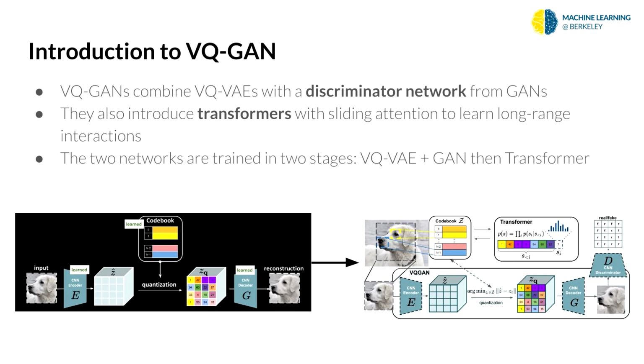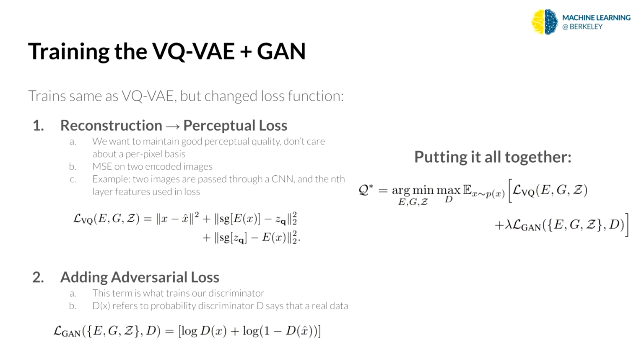So how do we train the VQ VAE plus the GAN? Actually, sorry, first I should mention that this model is trained in 2 stages. First, it's the VQ VAE plus the GAN, specifically the discriminator. And the second part is that we train the transformer. So this is a multi-stage training process. Starting with the first stage, how do we train the VQ VAE plus the GAN?